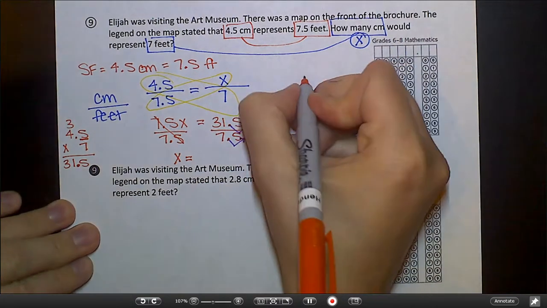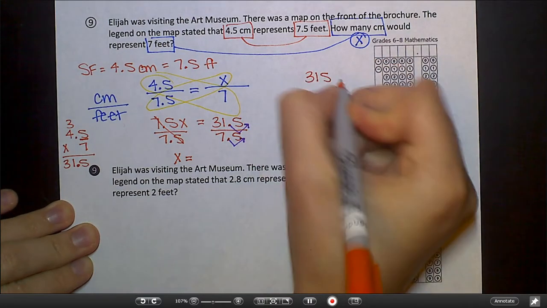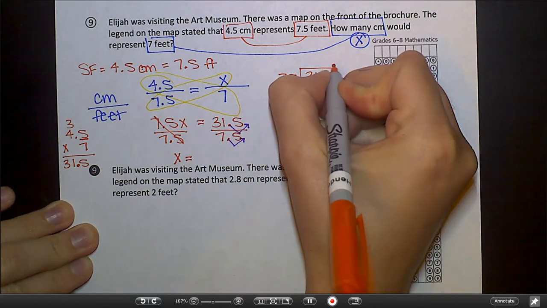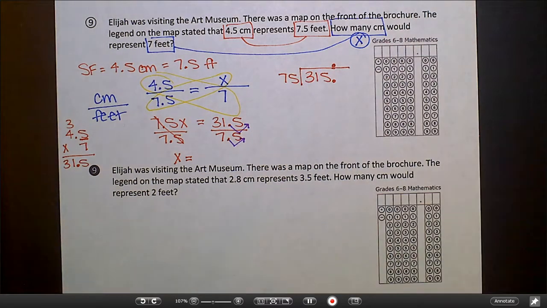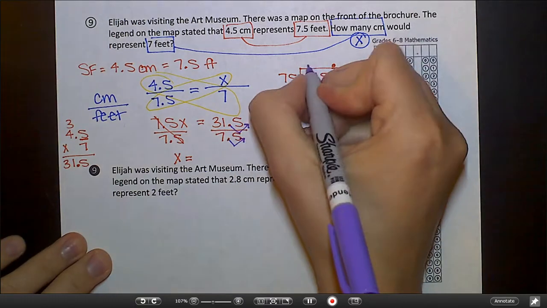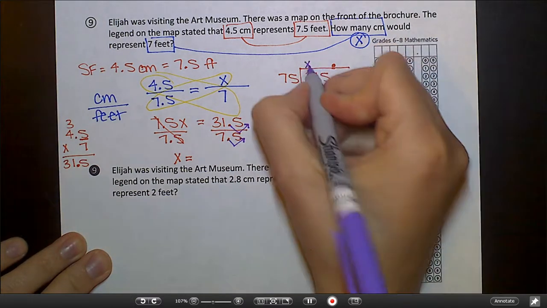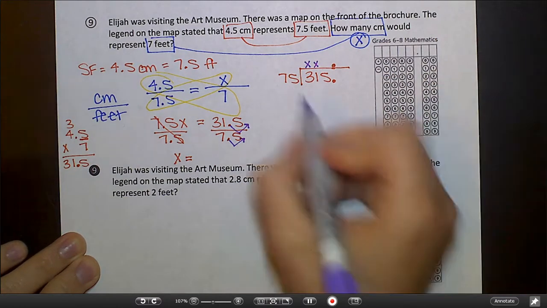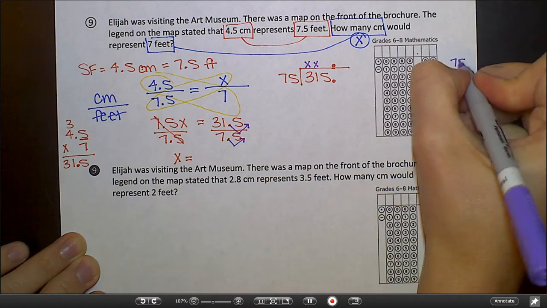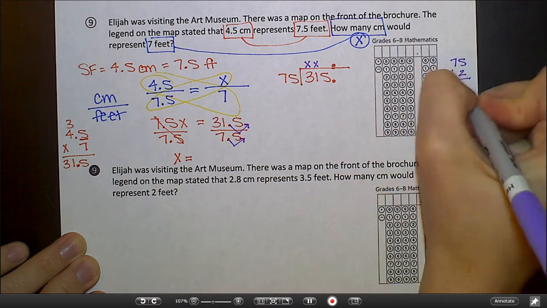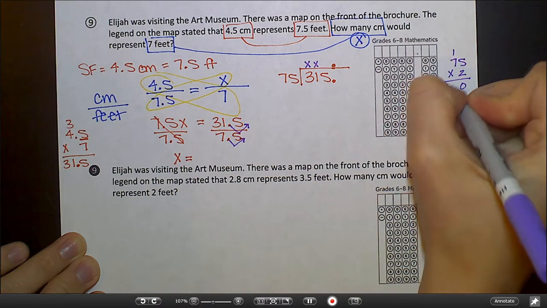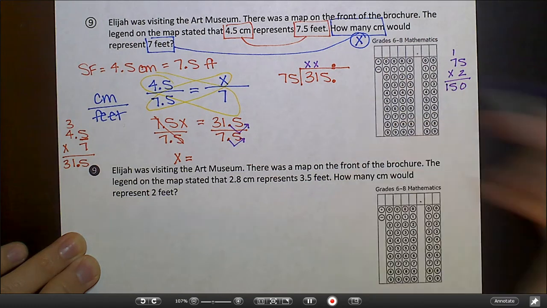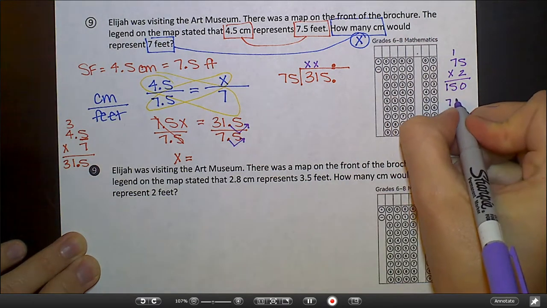So now we have 315 divided by 75. Let's put our decimal up in the quotient and start dividing. 75 does not go into 3. It also does not go into 31, so let's start practicing. 75 times 2, that's 10, and that's 15, so 150. Well, I know 150 times 2 is 300, so let's try 75 times 4.